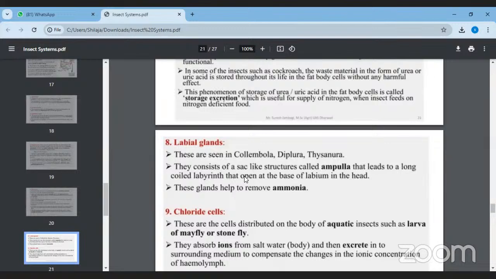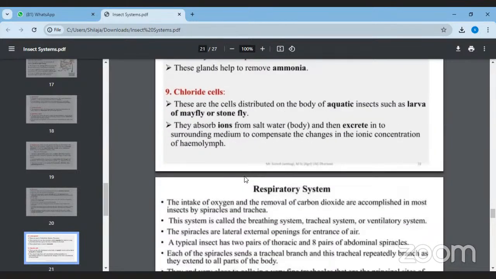Along with these labial glands, we also find the chloride cells. These are cells distributed on the body of aquatic insects such as the larva of mayfly or stonefly. They absorb ions from the salt water and excrete them into the surrounding medium to compensate for changes in the ionic concentration of the hemolymph.